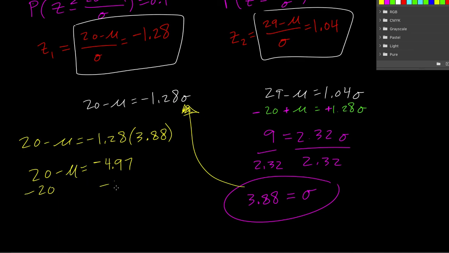Subtract 20 from both sides. That's going to be negative 24.97 equals negative mu. And so we just switch those signs. And if we round that to 3 significant figures, that goes to 25.0.